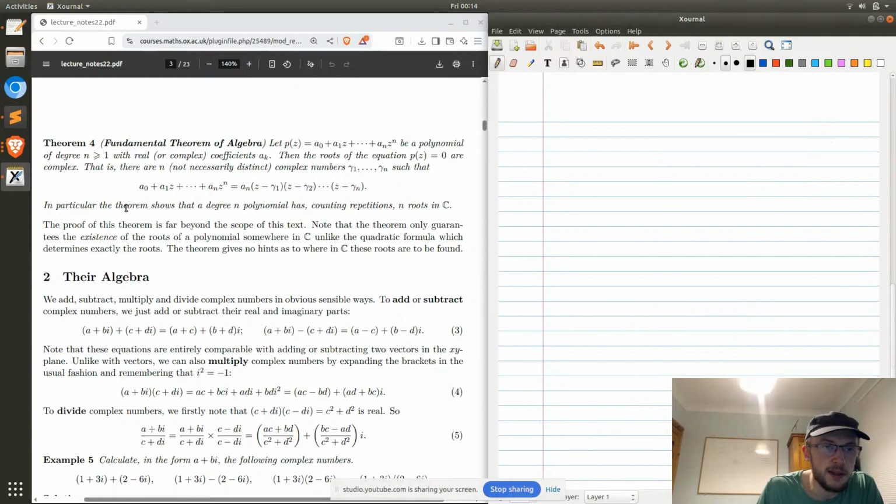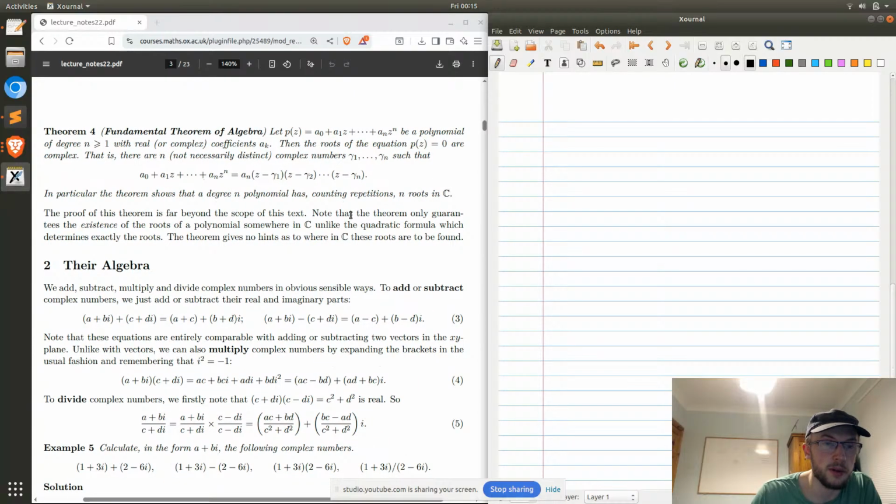In particular, the theorem shows that a degree n polynomial has, if you count repetitions, n roots in the complex numbers. The proof of this theorem is far beyond the scope of this text. Note that the theorem only guarantees the existence of the roots of a polynomial somewhere in the complex numbers, unlike the quadratic formula, which determines exactly the roots. The theorem gives no hints as to where in the complex numbers these roots are to be found.